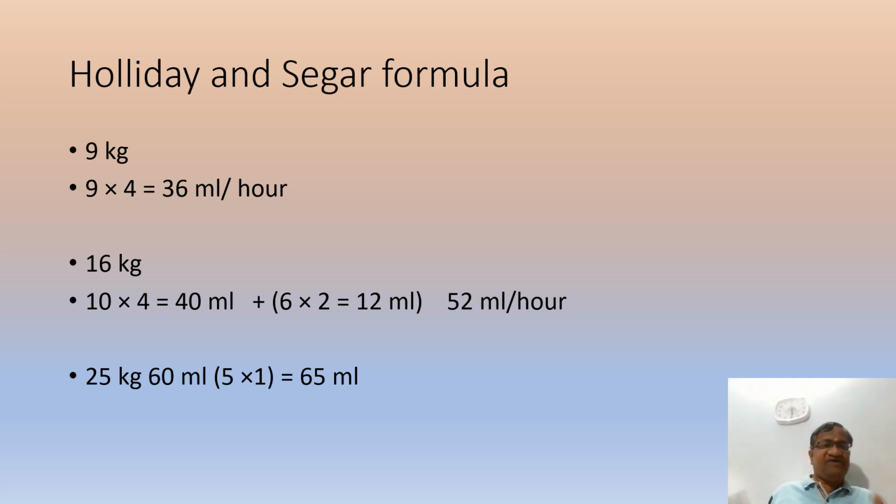16 kg means for the first 10 kg we multiply by 4, that is 40. The second 6 kg, times 2, is 12. So it is 52 ml per hour. Now 25 kg is 40 plus 20, 60 ml, and another 5 times 1 is 5 ml. So 65 ml per hour is the requirement which we need to correct. So that is what is called the Holliday-Segar formula.